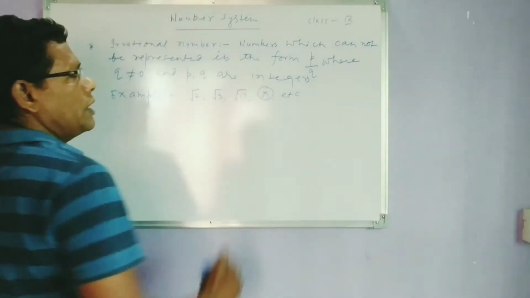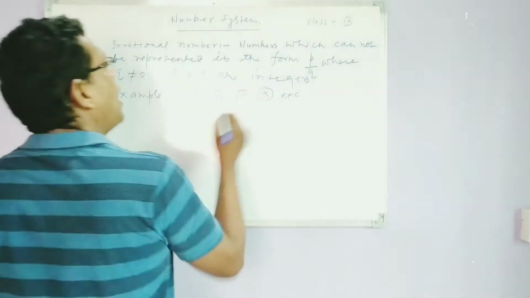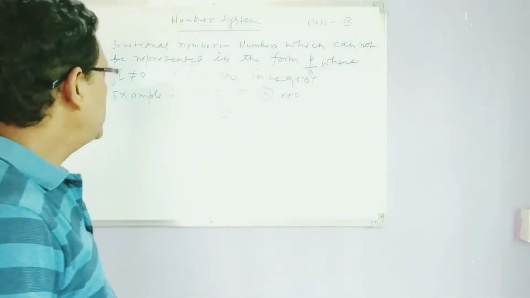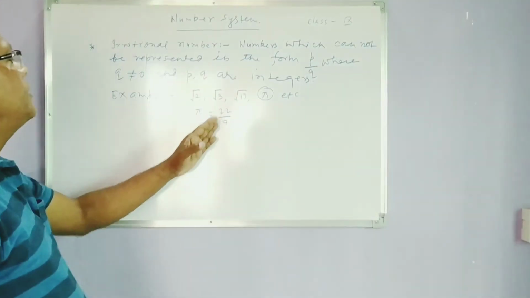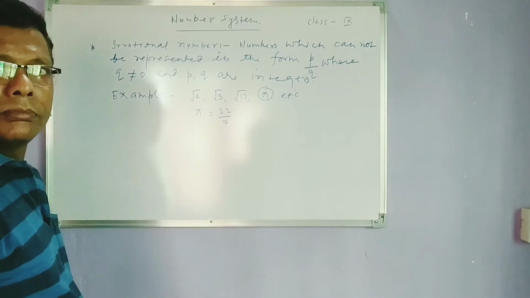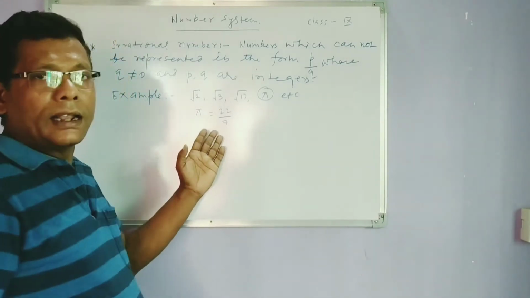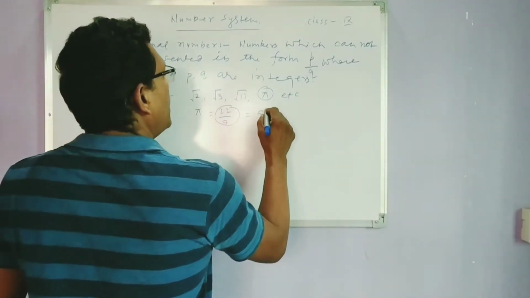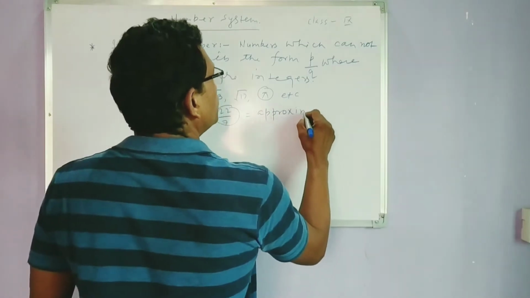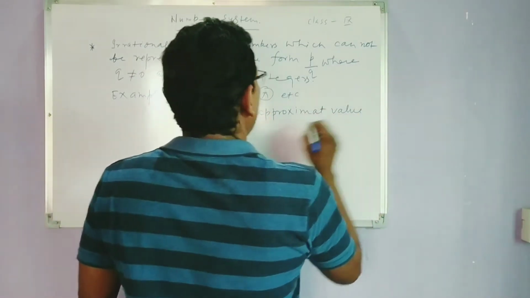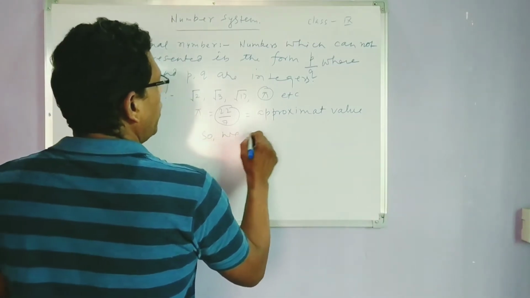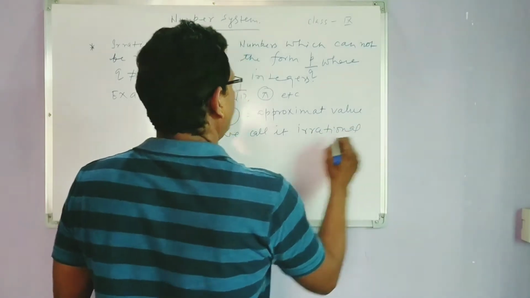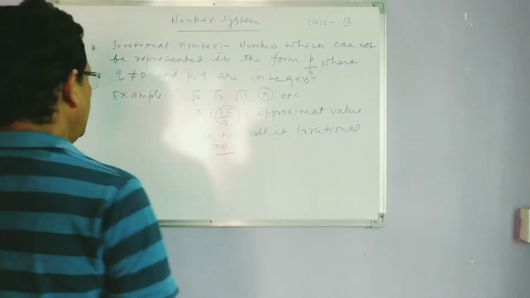Here, normally a student asks about pi. Its value is 22/7, so sometimes a student is confused. It is in the form of p upon q, after all, so why is it known as an irrational number? Because this is an approximate value. So we call it an irrational number.